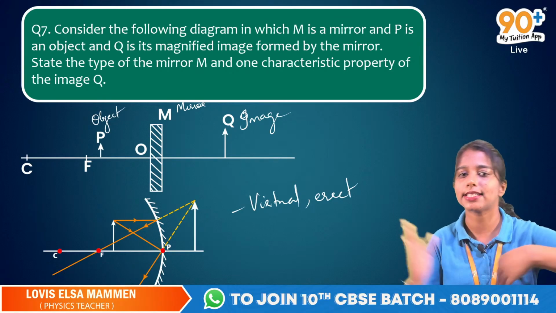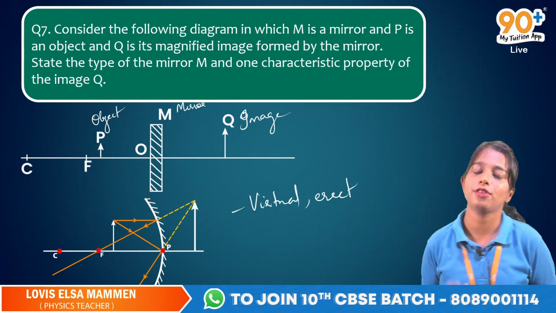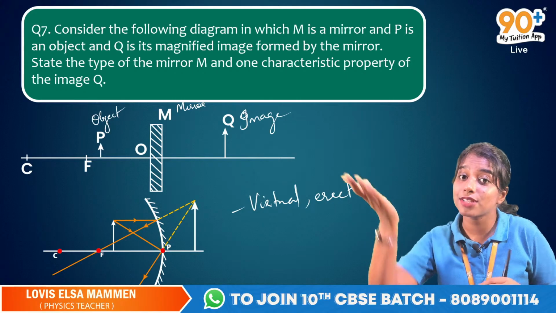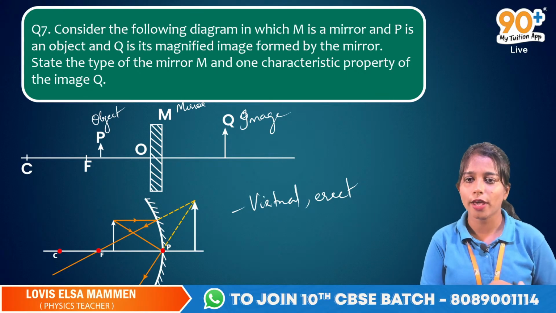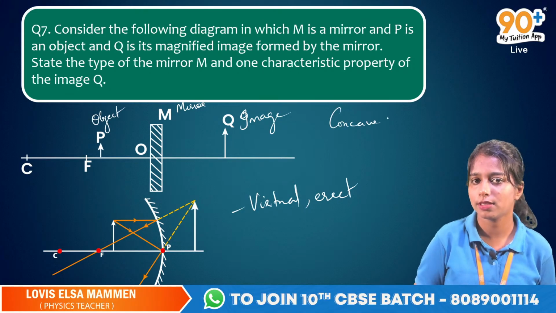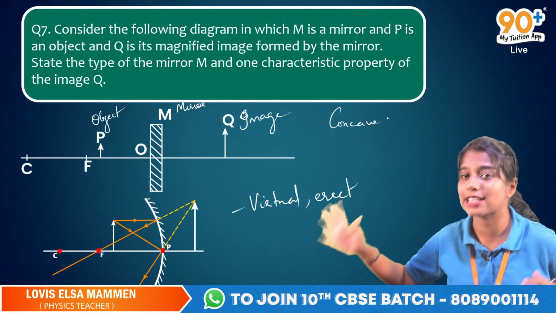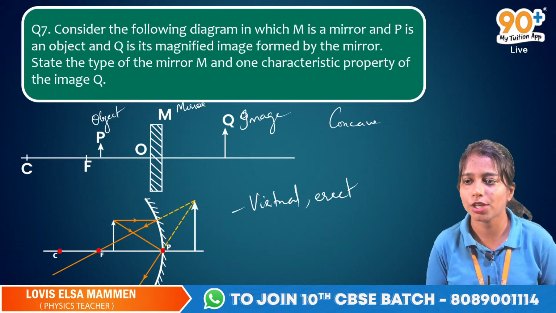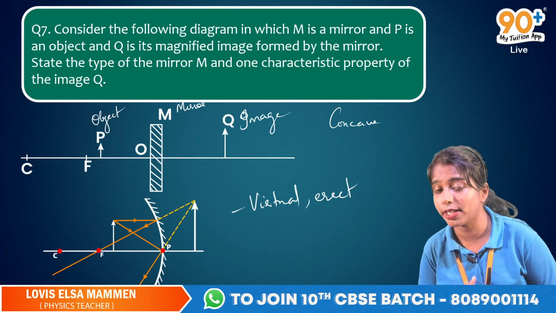It's not inverted, it's an erect image. Got it? So you have actually specified one characteristic property of the image also. So this is a concave mirror. The image formation is the last case of the concave mirror. Got it? Understood? It's very important.